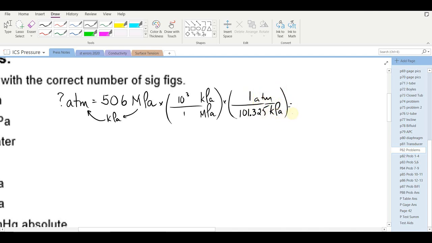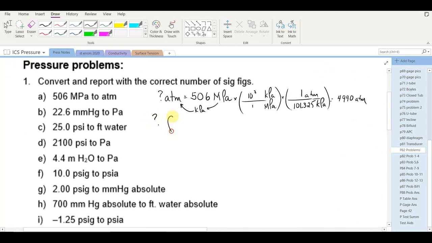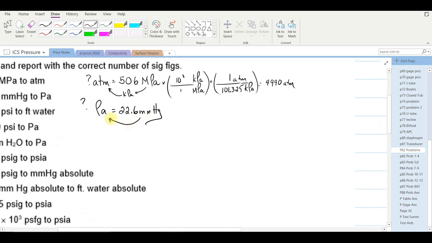So it's that simple of a calculation. You're going to multiply by 1,000 and divide by 101.325. That comes out to 4990 atmospheres. Looks about right. All right, for B, we have how many pascals equals 22.6 millimeters of mercury? We can convert that directly using our conversions for atmospheric pressure. There's 101.325 pascals is 1 atmosphere. And there's 760 millimeters of mercury is equivalent to 1 atmosphere. This comes out to 3010 pascals.